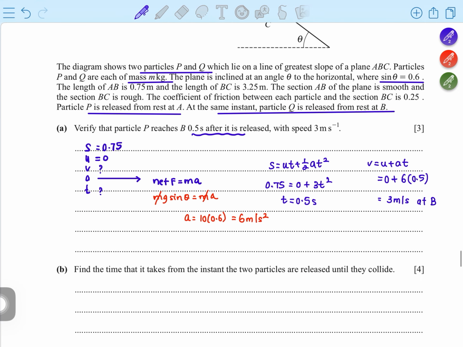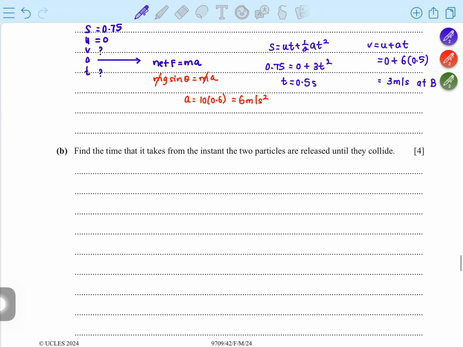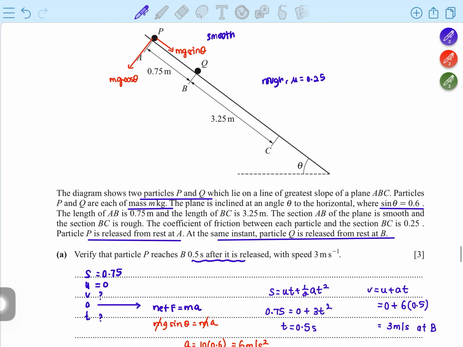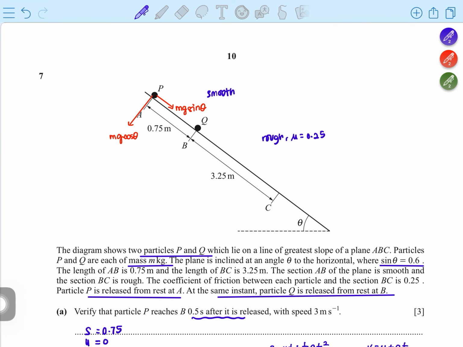The second part of the question says we need to find the time it takes from the instant the two particles are released until they collide. So what is exactly happening? You have to think: when the particle P has traveled to B, this is the position of P prime now. Don't you think the Q must have also traveled some distance? So this is the position of Q prime. I want to find that.